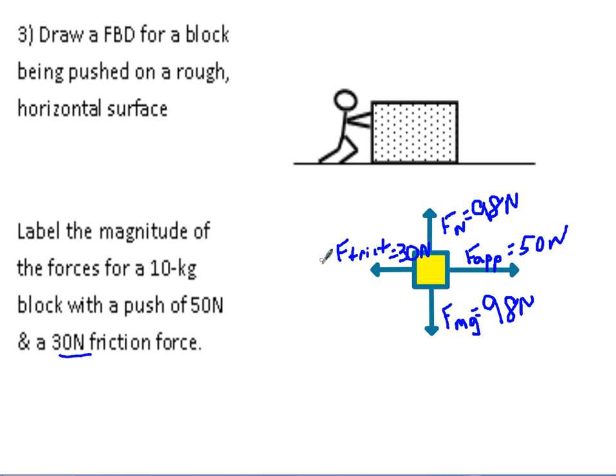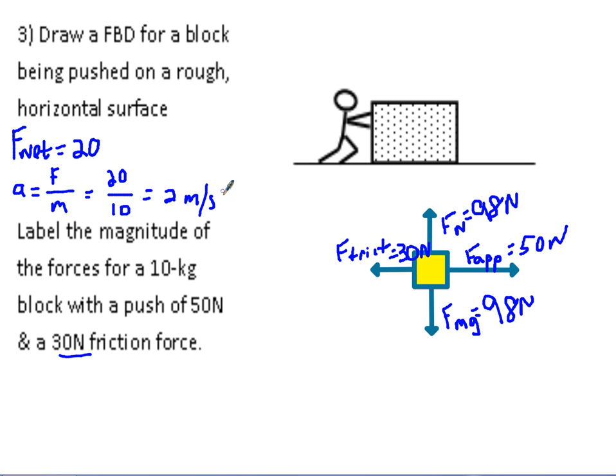So now we're going to calculate the net force, and in this case if we add these forces together, we're going to get 98 minus 98 is 0, and 50 minus 30 is 20. So that's going to give us a net force of 20. And if we want to calculate acceleration, as I mentioned before, that is going to be force divided by the mass. The net force is 20, so we'll divide that by the mass, which is still 10. And that will give us our acceleration of 2 meters per second squared.